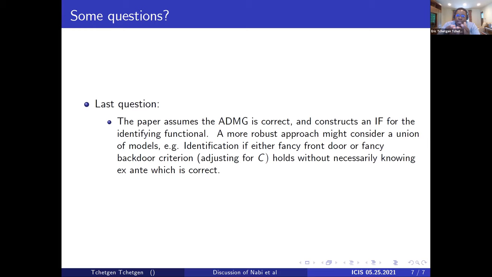Suppose I can show that I have an indication if either a fancy front door criteria holds or a fancy backdoor criteria holds, adjusting for C or adjusting for Z, a mediator, without necessarily knowing ex ante which is correct. That would, in fact, be a really powerful tool. Reading this paper really got me interested in this question. And I have a partial answer that, in fact, you can find such estimators, but it requires an additional assumption. It appears that the answer is negative without an additional assumption.